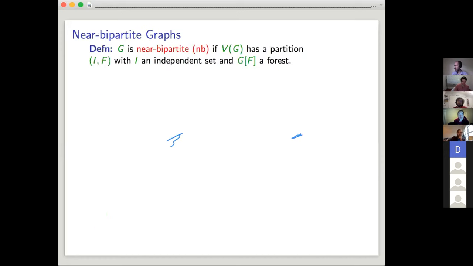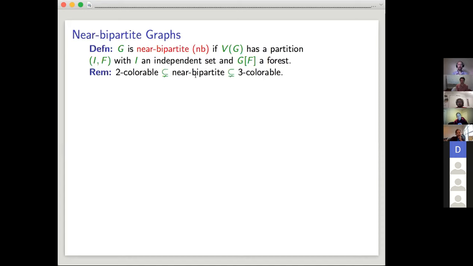All right, so, oops, I should clear that. Okay, so now I'm gonna tell you about what we actually proved. We're proving something about near bipartite graphs. So a graph G is near bipartite if you can split the vertex set into two parts, I and F, where I is an independent set and F is a forest. So the thing to think about is that this lives somewhere between being two colorable and three colorable. So if you have something that's two colorable, you can just take one color class as I and the other color class as F. That'll be fine.